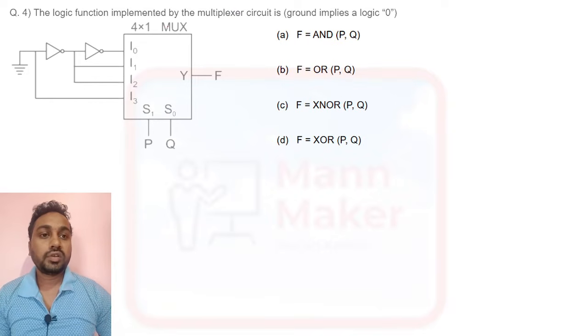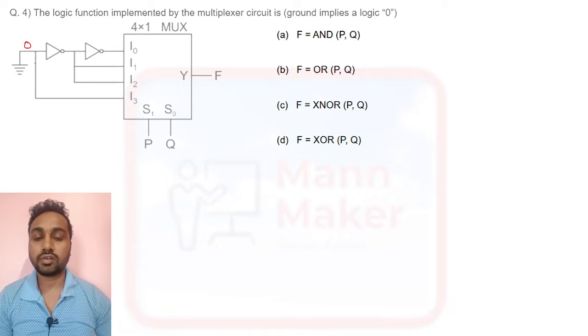The logic function implemented by a multiplexer. So this is a 4 into 1 mux we have. We need to find the output F, which logic it is going to follow. Here they are saying ground implies logic 0. Ground means this is the value 0.